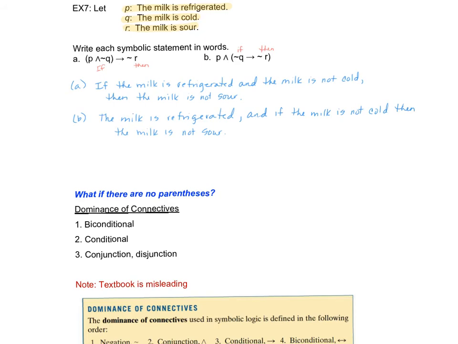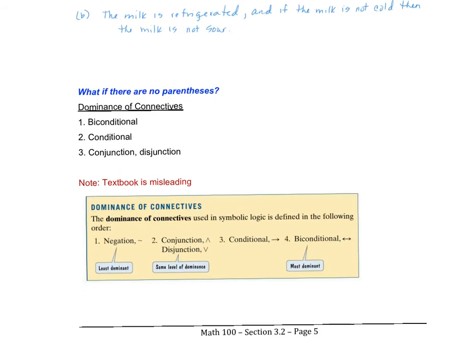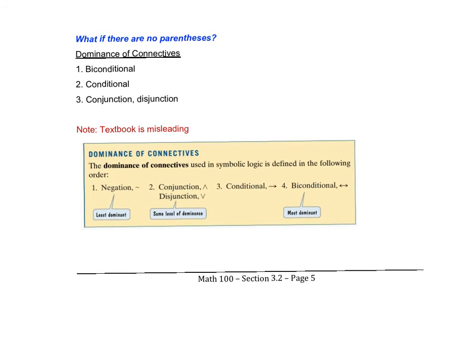So sometimes you will get statements in symbolic form where there are two or more connectives and you have to add in the parentheses. They're actually not given to you, which is the question, what if there are no parentheses? You have to add them in yourself by using what we call dominance of connectives.